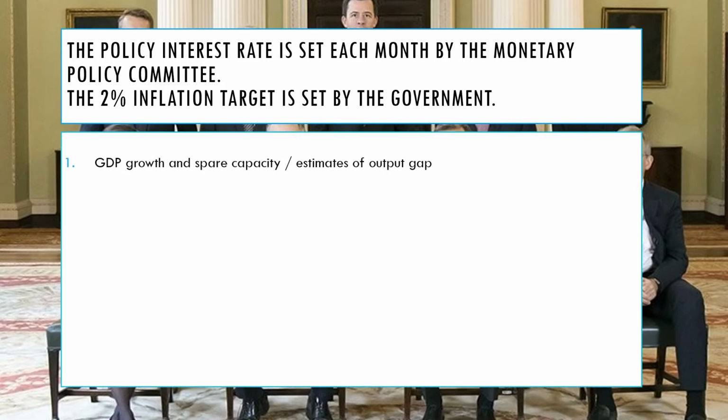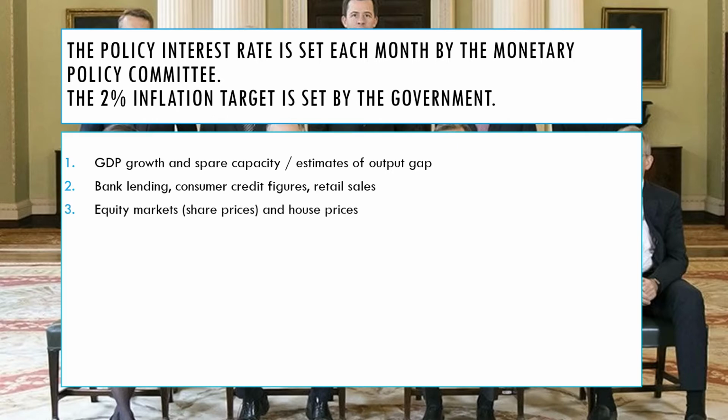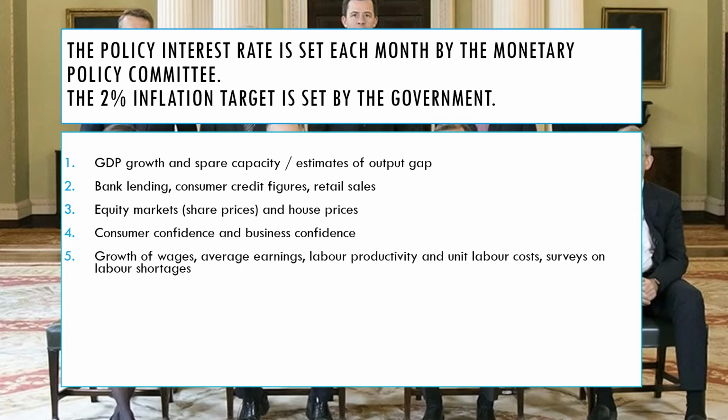And the data that they use to make this decision are some of the following. They will look at the rate of GDP growth and the rate of spare capacity in the economy. They will look at the level of bank lending, consumer credit, so how much consumers are borrowing, and how much retail sales are. They'll look at share prices and house prices to get a gauge of the wealth effect and how that's likely to influence spending. They will look at surveys of consumer confidence and business confidence.